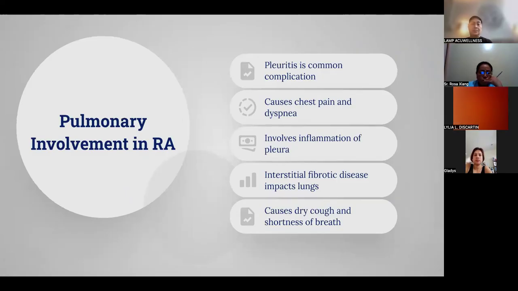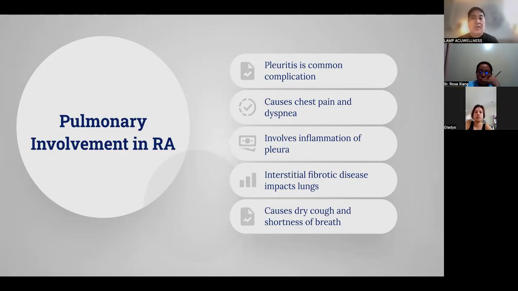You can also have pulmonary involvement. A common complication is pleuritis. So there is chest pain and dyspnea, okay? And interstitial fibrotic disease will impact the lungs. So this patient may have dry cough and shortness of breath.